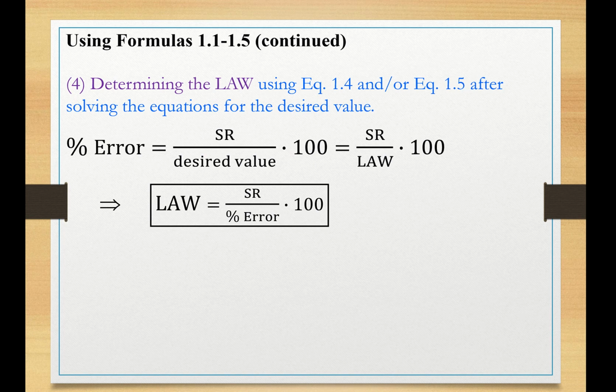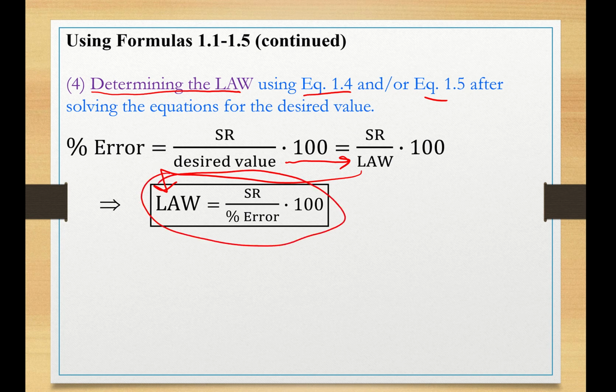Now, we could use the same equations, 1.4 or 1.5, to determine the least allowable weight. In this case, you need to set the desired value equal to the least allowable weight and then solve the equation for the least allowable weight. So this is the equation you use when you reorganize equation 1.4 or 1.5. Okay? So the least allowable weight is equal to SR over percent error times 100.